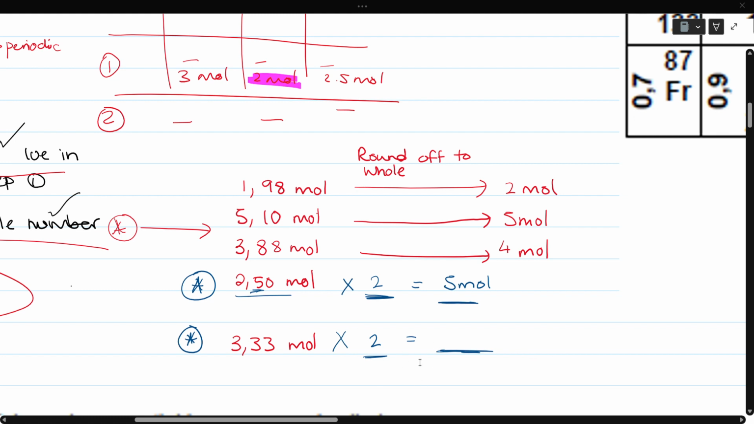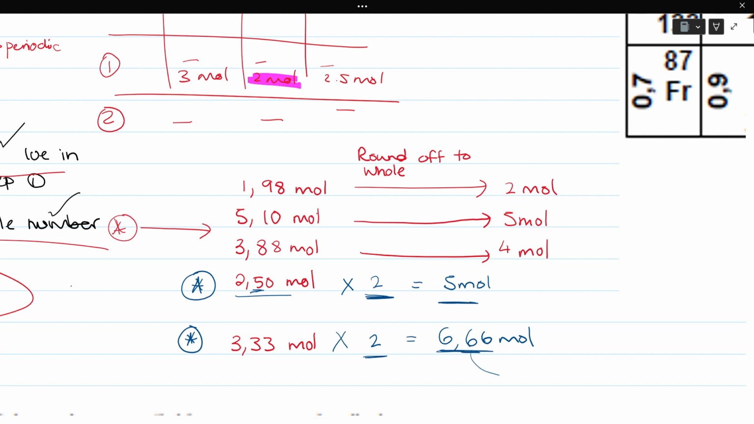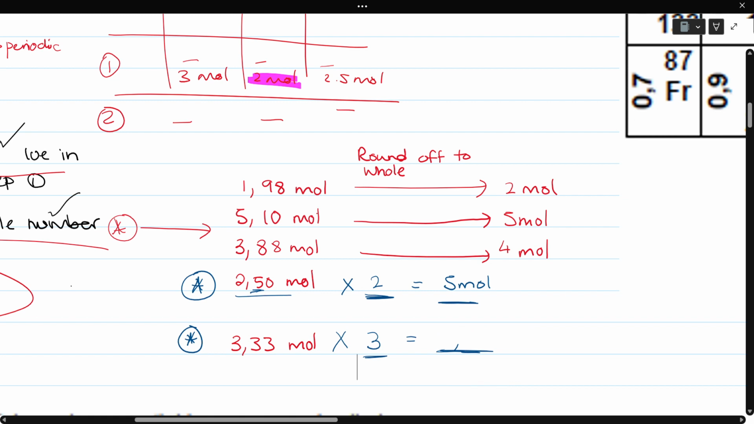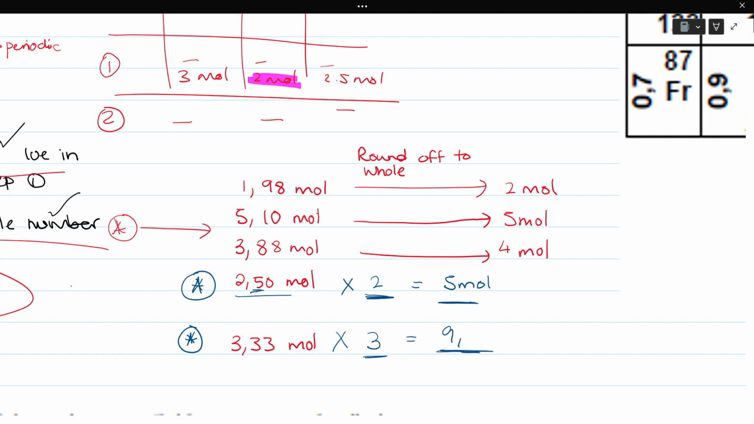Alright, so if I multiply this by 2, let's see what we get. 3.33 times 2, I'm going to get an answer of 6.66 moles. Now this number as well, it's not a very nice number, right? Because we can't really tell if I should round up to 7 or I should round down to 5. So let's try another number like 3. If I multiply 3.33 by 3, I will get a number of 9.99. Now this number is clear, right? We can clearly see that this is very close to 10, so we can round this off to 10 moles. So we will multiply everything by 3.